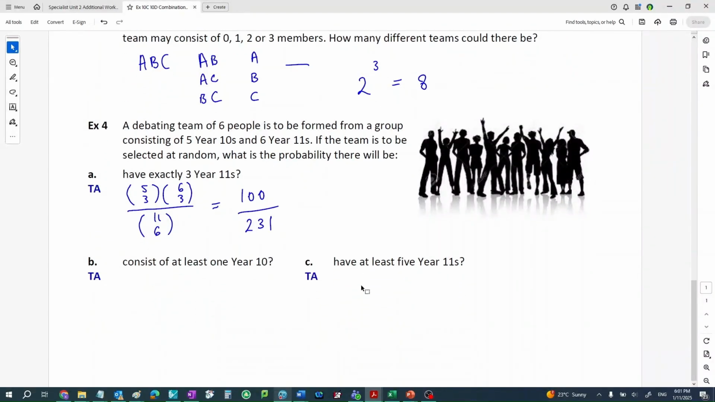Okay, there will be at least 1 year 10, so there could be 1 year 10 or 2 or 3 or 4 or 5, and that's a lot of combinations to add up. But of course, I'm always going to try and use a complement where it can speed it up. So this is going to be 1 minus the complement of at least 1 year 10, which would be 0 year 10s.